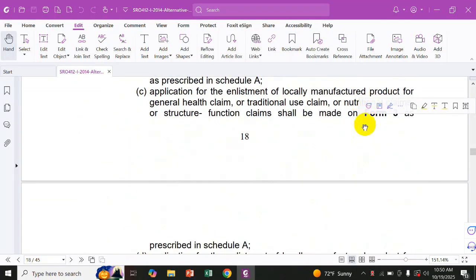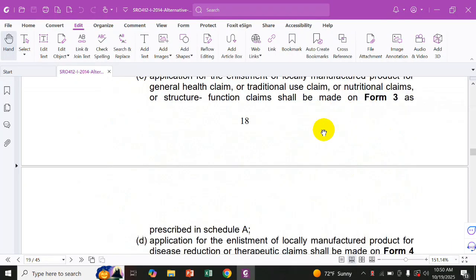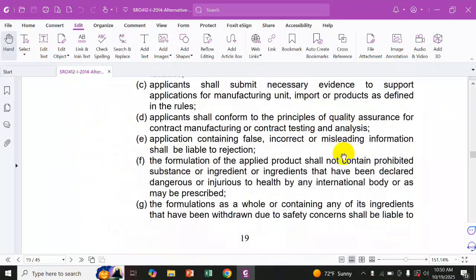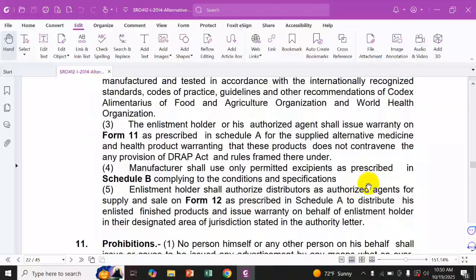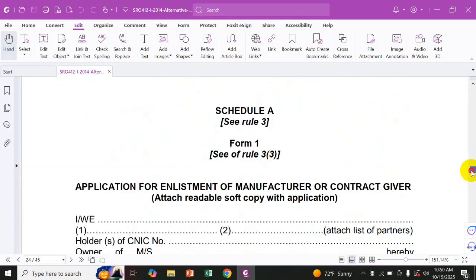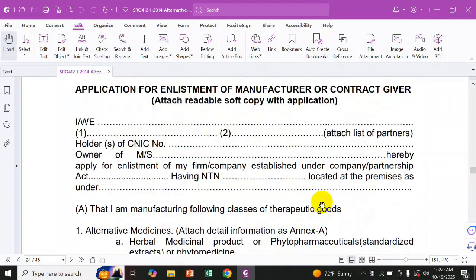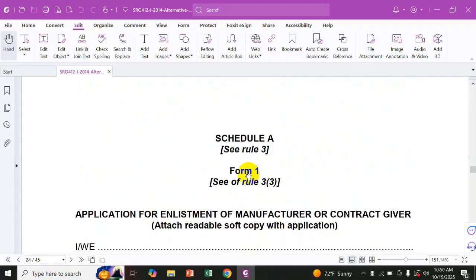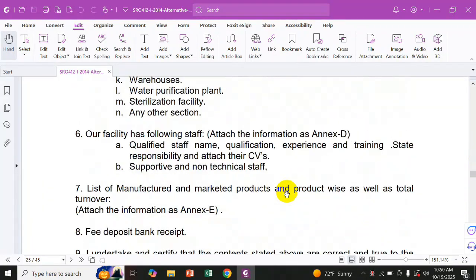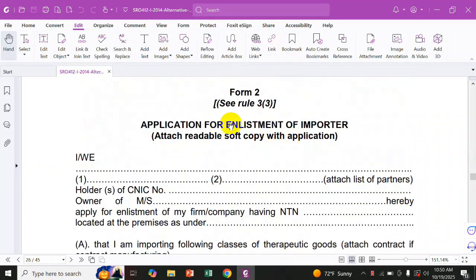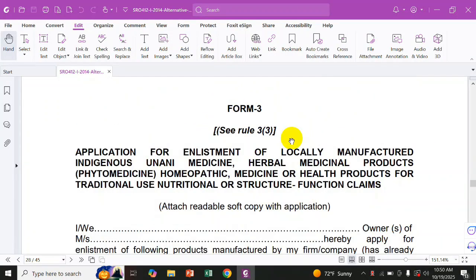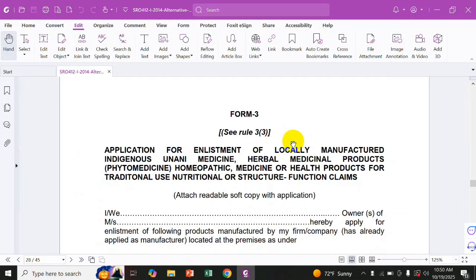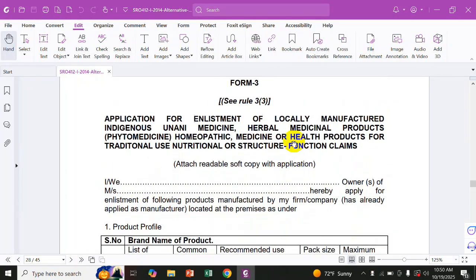Here we were discussing form 3. Now let's move to where form 3 is located. We discussed that form 3 is lying in schedule A. Now let's move to schedule A, that is schedule A, form number 1, form number 2, and form number 3. This is our main target. This is form 3. We will proceed with our application on this form.